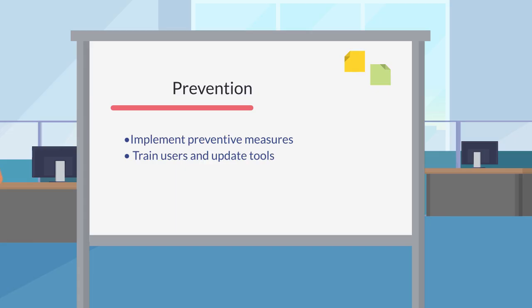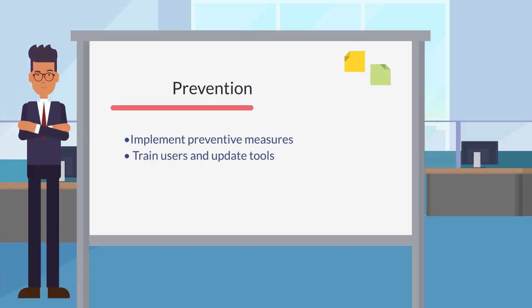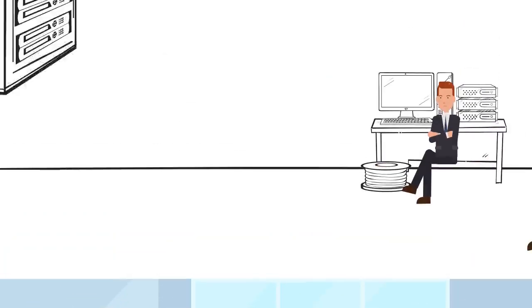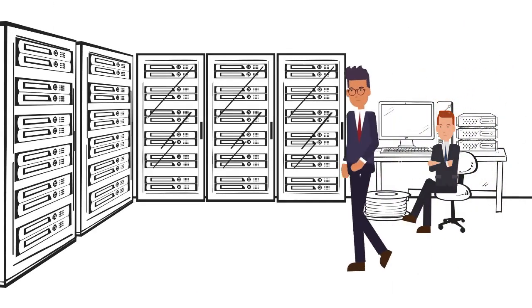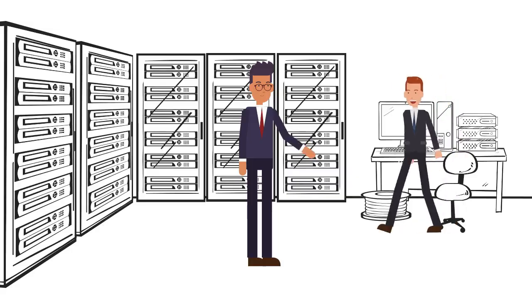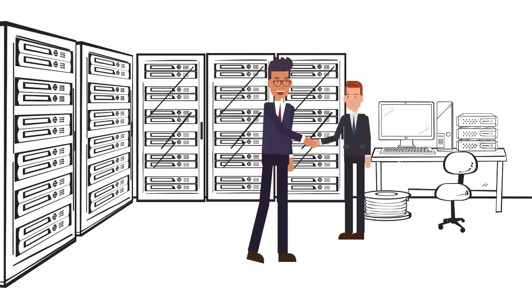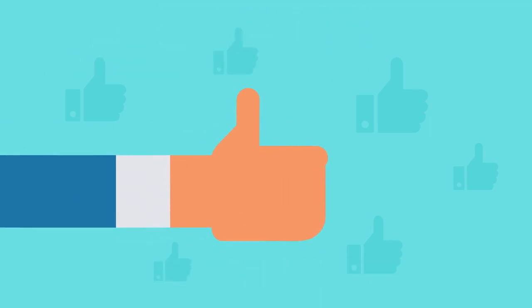To prevent future issues, implement proactive measures once the system is stable. Check building power after a blown fuse to avoid electrical disruptions. Ensure antivirus software updates automatically to protect against new threats. Train users to recognize warning signs and follow best practices. Update tools and systems regularly to maintain compatibility and security. These steps strengthen your environment and reduce the risk of recurrence.